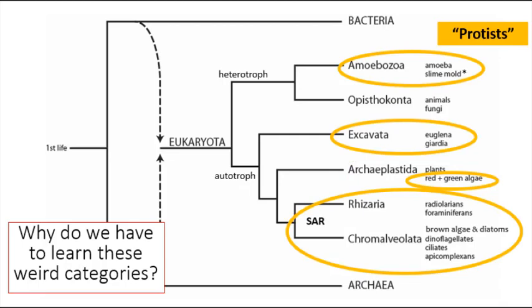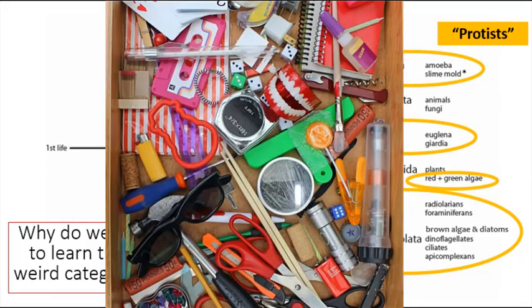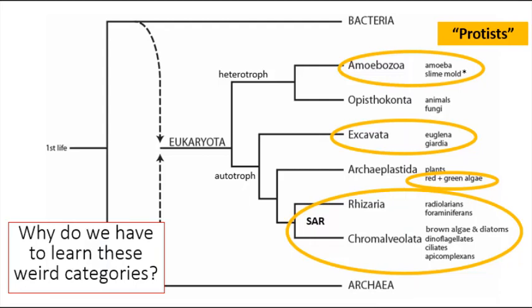Animals, plants, and fungi are still kingdoms, but there are another 14 or so kingdoms that we just grouped into this protist group, otherwise known as the junk drawer of life. Why is learning about a kingdom called Protista a problem? Why am I making you learn these supergroups instead?